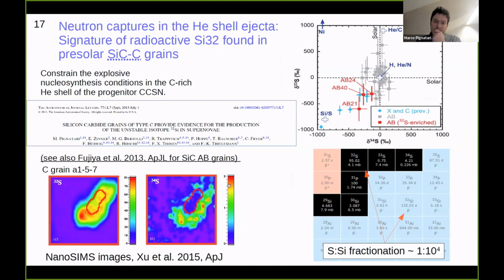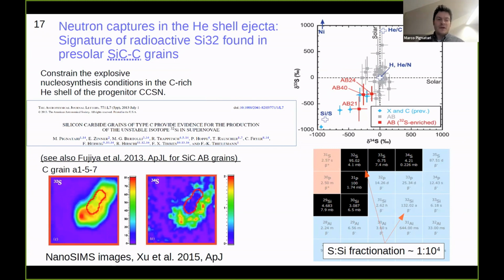Okay. So this is about molybdenum, but there are other interesting things about those grains. It's not only possible to find the signature of the n process in heavy elements, but also for lighter isotopes. Here there is the case of silicon-32.